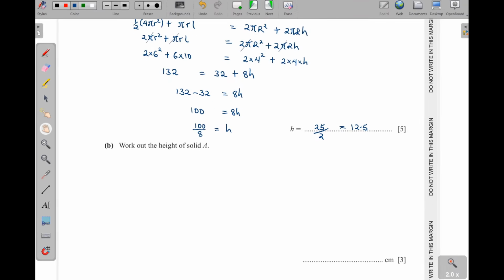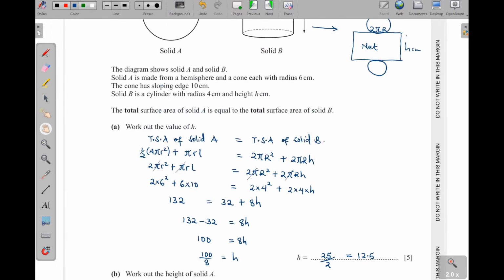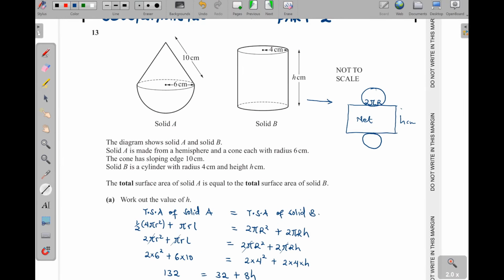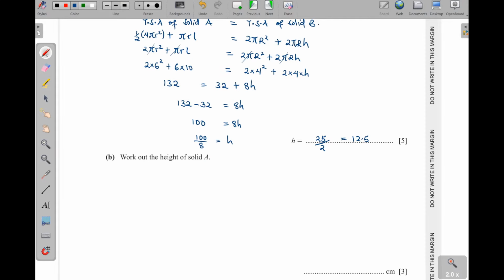Then part B, work out the height of solid A. Height of solid A. I'll come to this one here, and then I connect this one here. So this one is going to be a right angled triangle. So we need h here. Since this one is a right angled triangle, then we shall use Pythagoras theorem. Okay, so by pulling this one out, we shall get the h here.